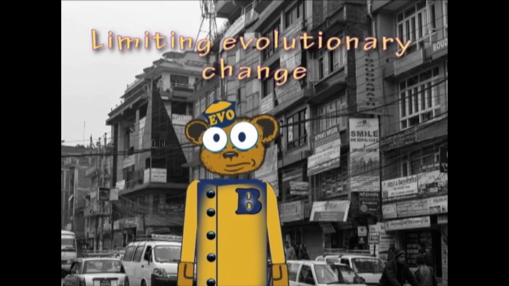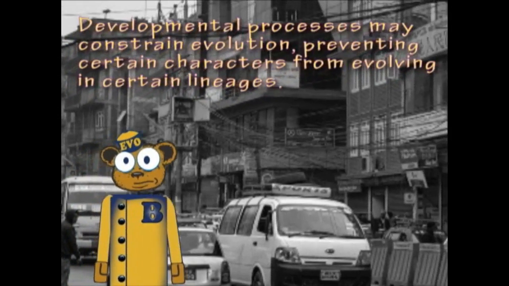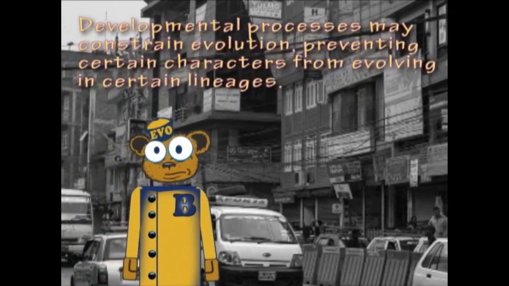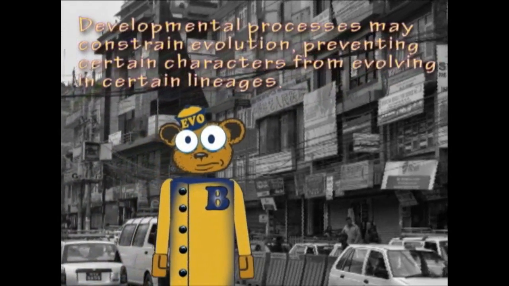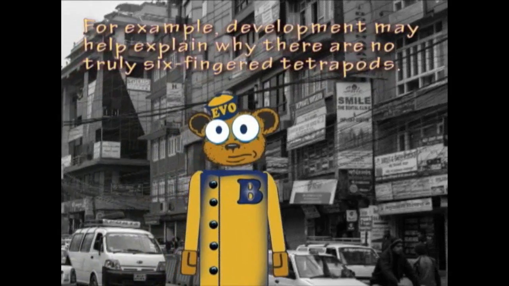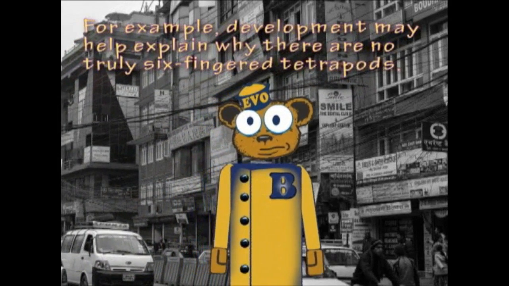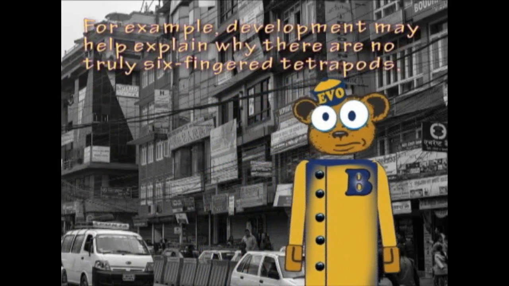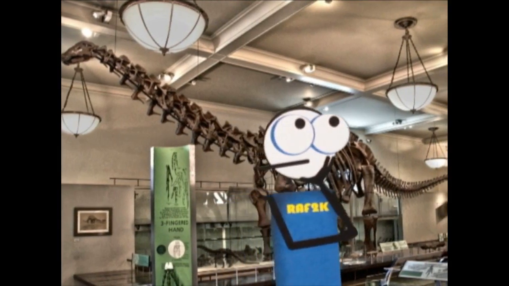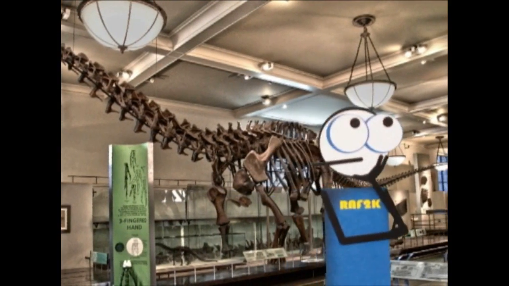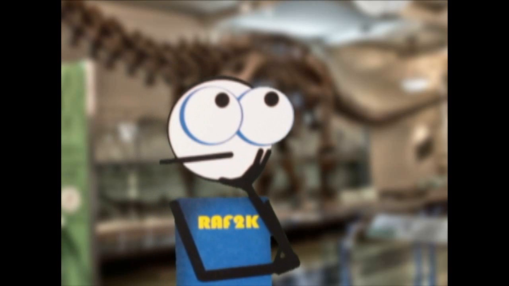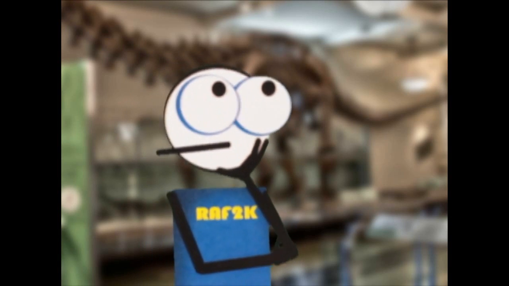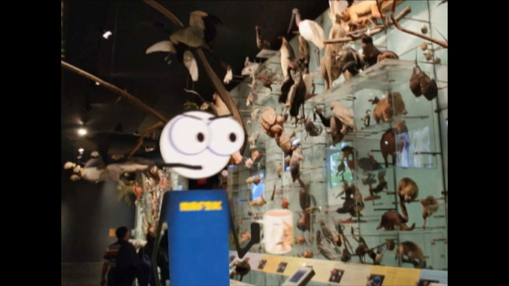Limiting evolutionary change. Developmental processes may constrain evolution, preventing certain characters from evolving in certain lineages. For example, development may help explain why there are no truly six-fingered tetrapods. So, evolution has a feature which stops evolution from happening? You can get legs on your face, but not 6 fingers unless you're one of the villains from The Princess Bride? And no Ninja Turtles?